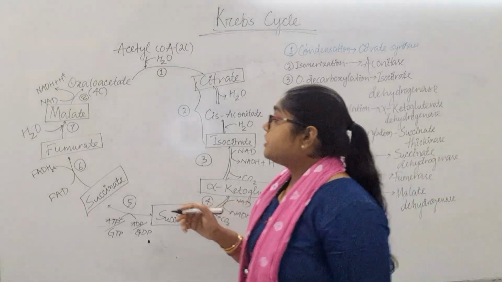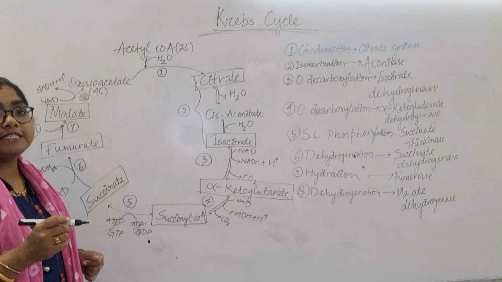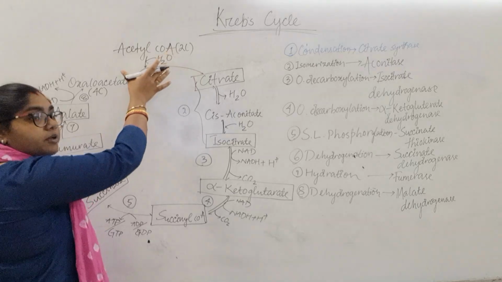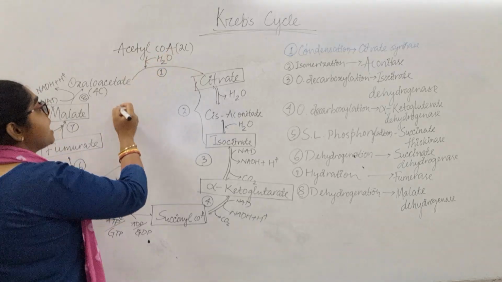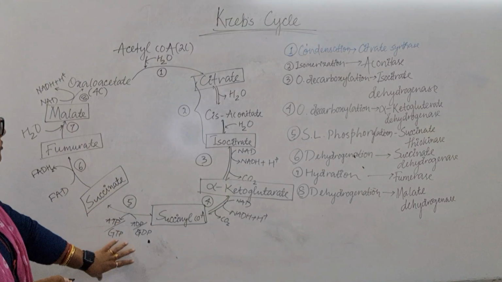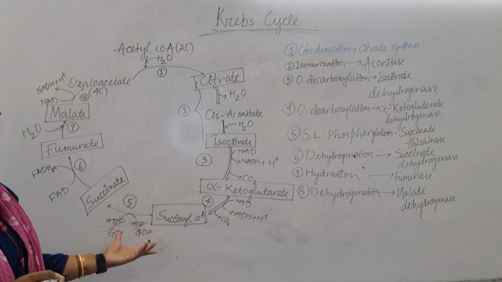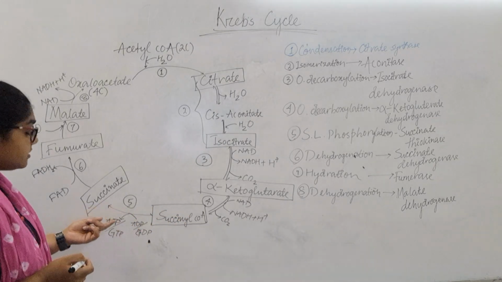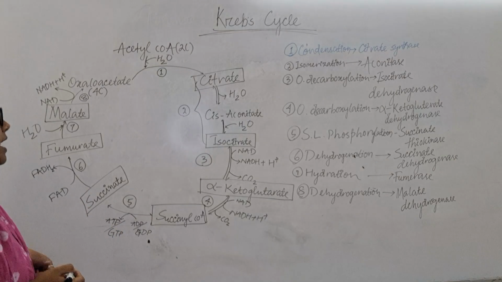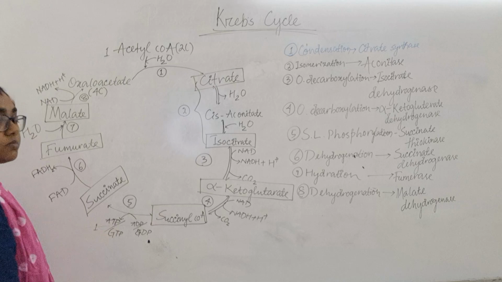Okay, after reducing the NAD to NADH, this malate converts to oxaloacetate, and again this oxaloacetate will accept the acetyl coenzyme A from the pyruvate dehydrogenase complex, and it will carry forward the whole process again. And here at only the 5th step, where the succinyl coenzyme A is performing the phosphorylation process, at this stage only it produces ATP directly. Okay, that too per one acetyl coenzyme A, it produces 1 ATP.